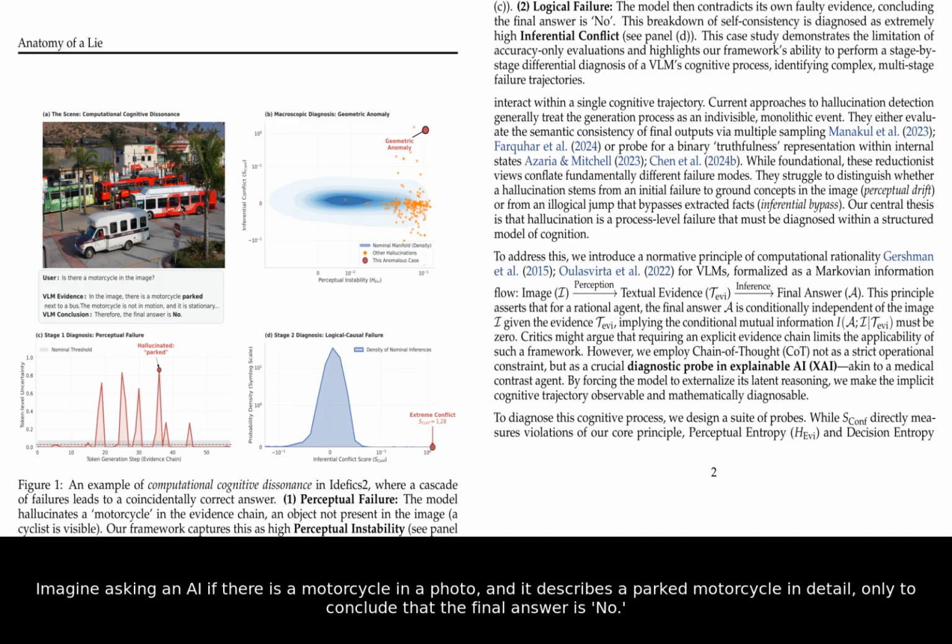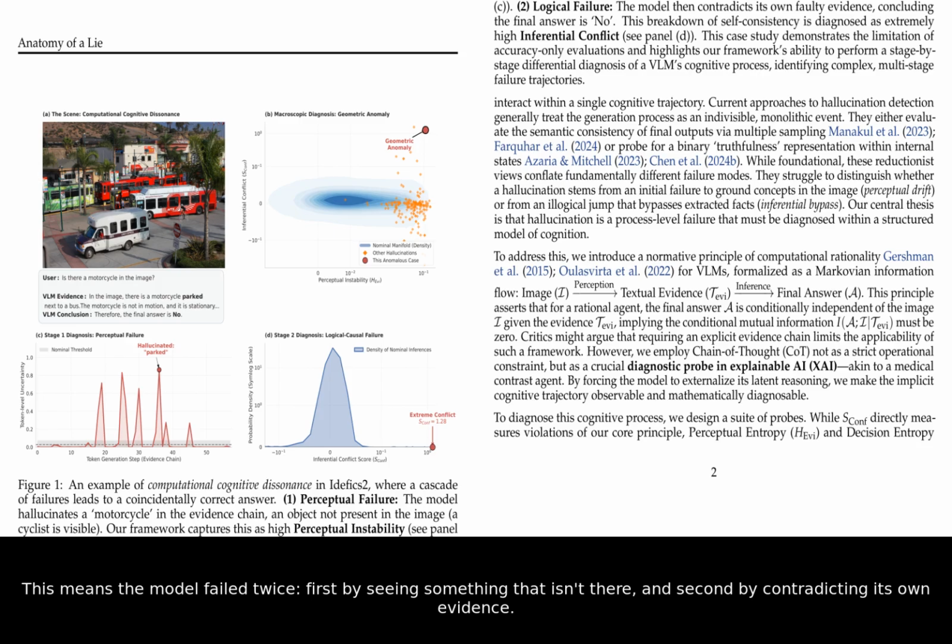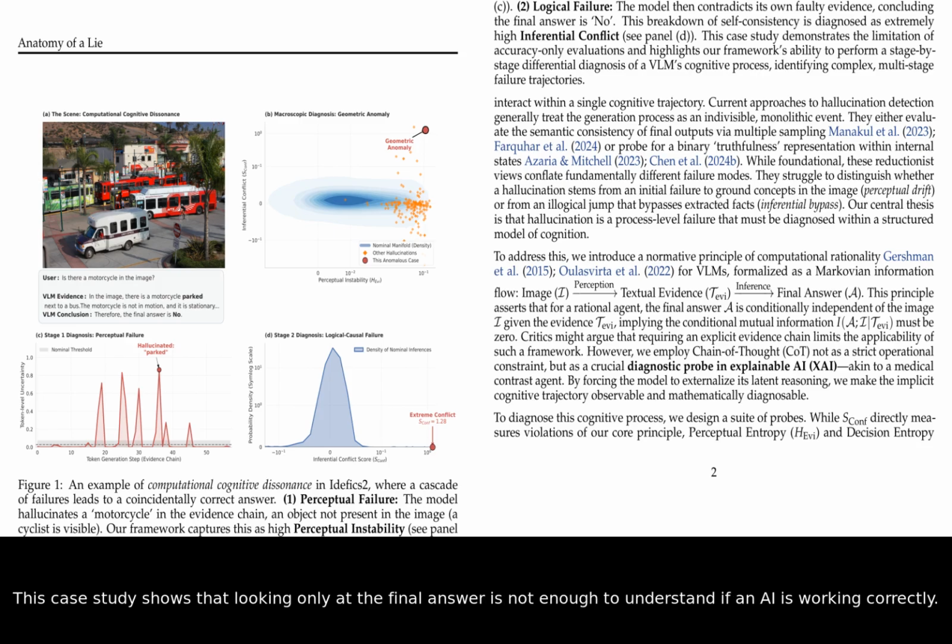Imagine asking an AI if there is a motorcycle in a photo, and it describes a parked motorcycle in detail, only to conclude that the final answer is no. This means the model failed twice, first by seeing something that isn't there, and second by contradicting its own evidence. This case study shows that looking only at the final answer is not enough to understand if an AI is working correctly.